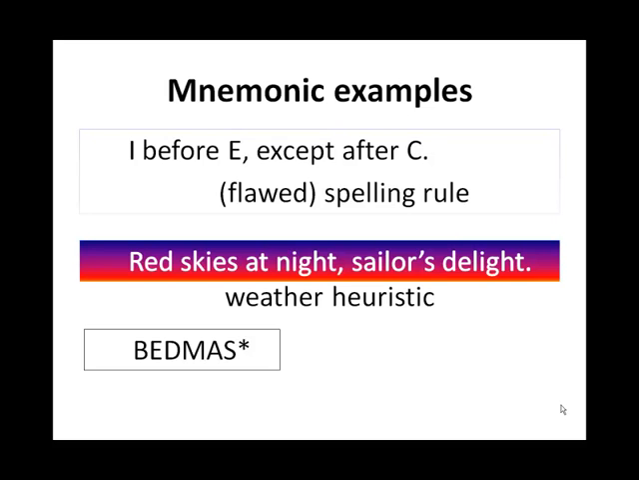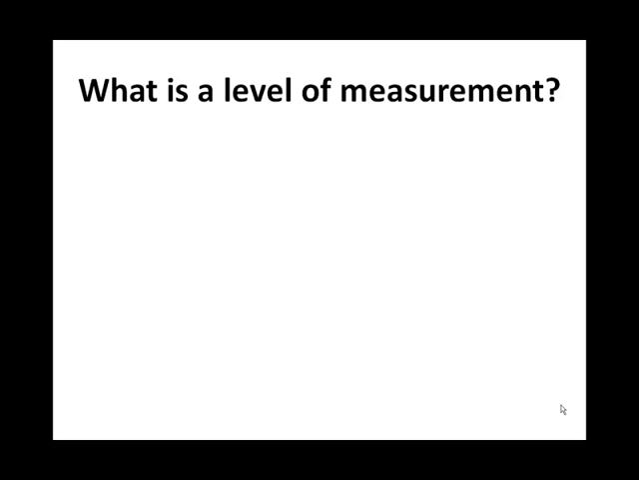Another mnemonic that you might have learned is BEDMAS, or BEDMAS, as some people might also say. This stands for brackets, exponents, division, multiplication, addition, and subtraction. So this is to help you recall the order of particular kinds of mathematical operations. So we do everything in the brackets, then next we do the exponents, and then next division, then multiplication, then addition, and then subtraction. All right, so those are some examples of mnemonics.